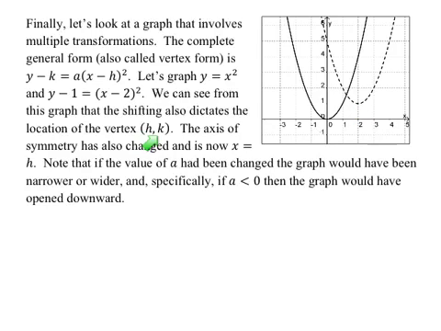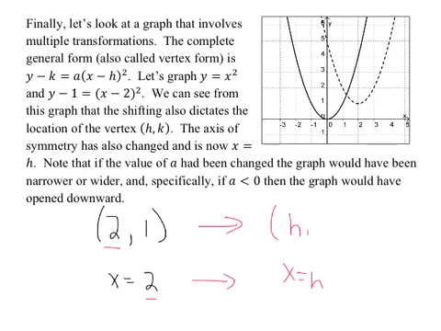2, 1, h, k. And that also means that the axis of symmetry has changed, and now the axis of symmetry is the line that goes here. Well, that's x equals 2. And if you remember, this was 2, k. So x equals h is the axis of symmetry. Remember, here's your vertex, here's your axis. Notice, same thing. So this, generically, is just x equals h, whatever h is. And this up here is always h, k.